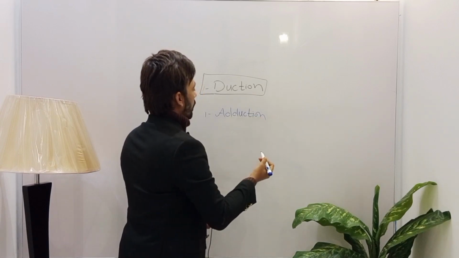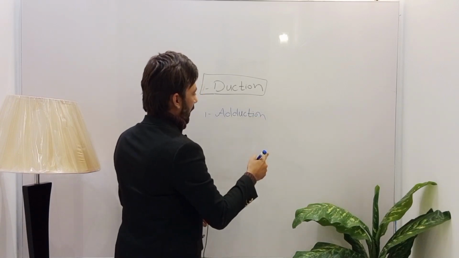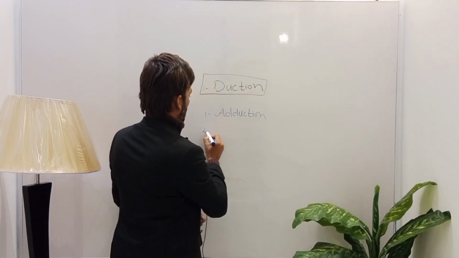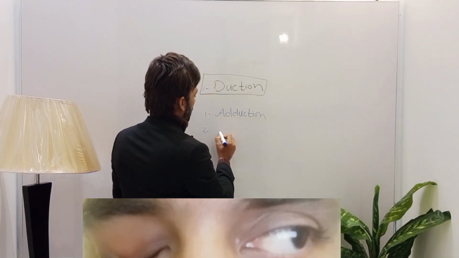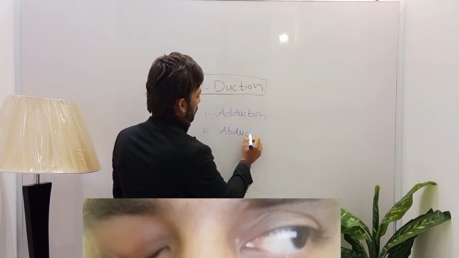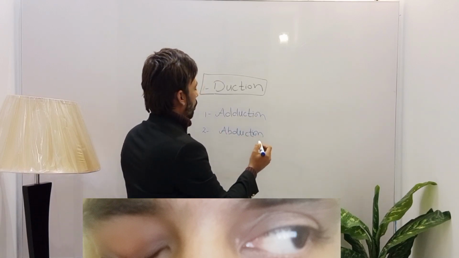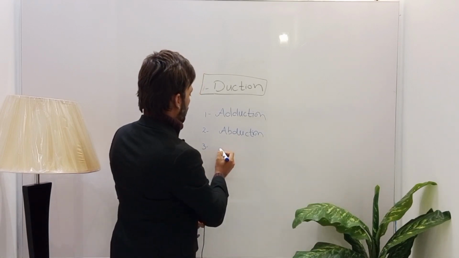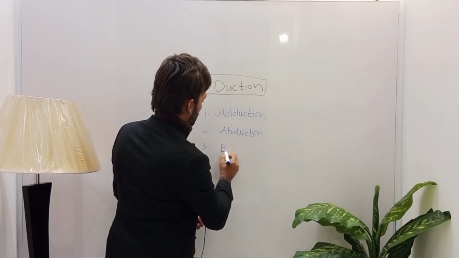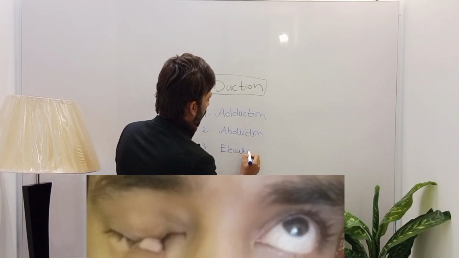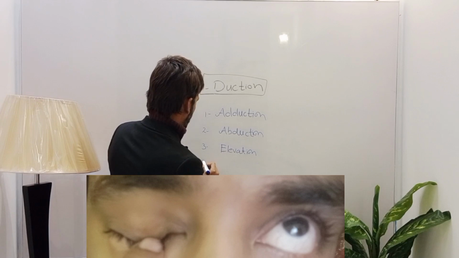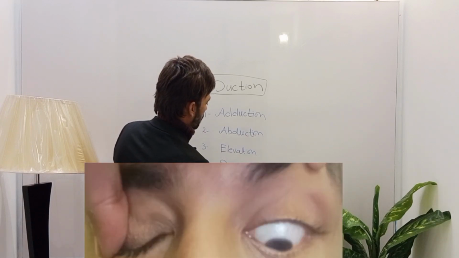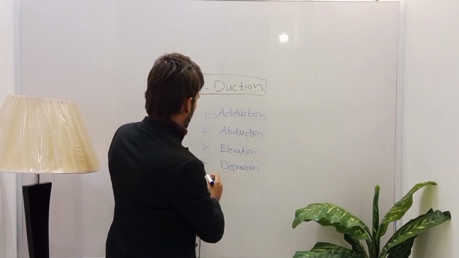The adduction, right? Adduction means you are moving one eye, a monocular eye, in the medial direction or towards the nose. The second one is called abduction. Abduction means your one eye is moving away from the nose towards the lateral side. The third one is called elevation. You are moving your one eye in an upward direction. And the fourth one is called the depression. Depression means downward gaze.